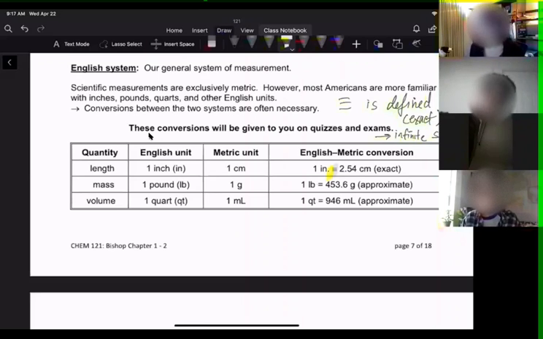The inch arises from a Roman soldier's imperial finger knuckle. Wait, where is it? There it is. Right there, that was defined as an inch, right? So that was converted to centimeters and defined to make an exact conversion. Notice that these other ones are approximate. One other thing to notice about these is that they have to have the same number of significant figures on each side.